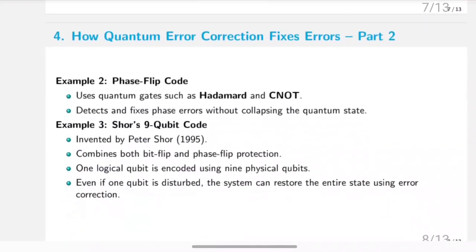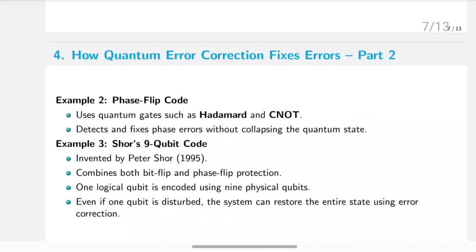Moving on to how this kind of quantum error correction fixes errors. One more slide I have explained. These fix the phase errors instead of bit flips. We use the Hadamard gate and CNOT gate for the phase flip code, whereas for the bit flip code we'll be using Pauli X gate, Pauli Y gate, etc.